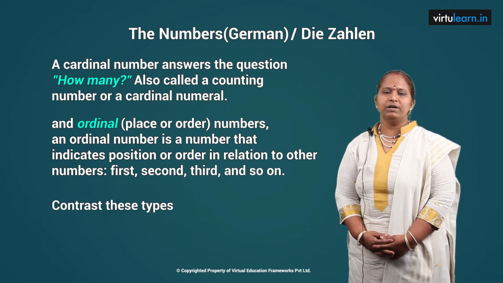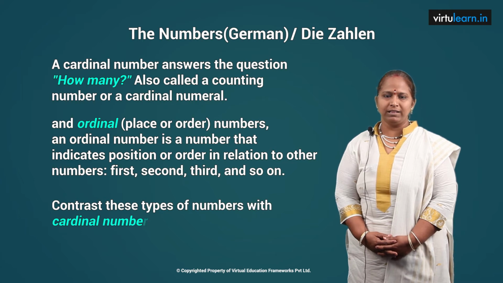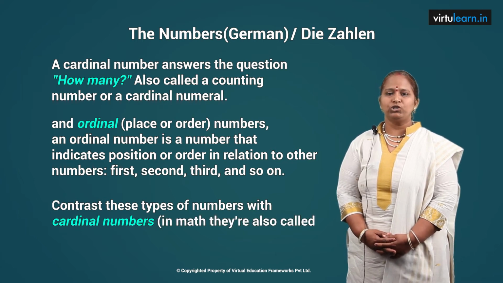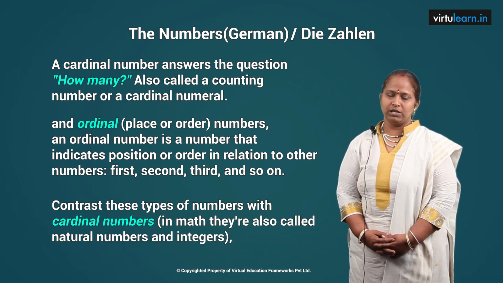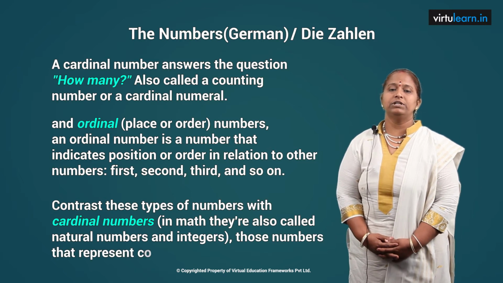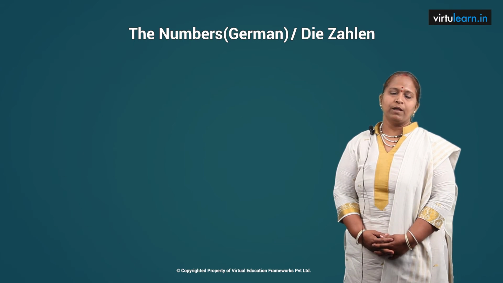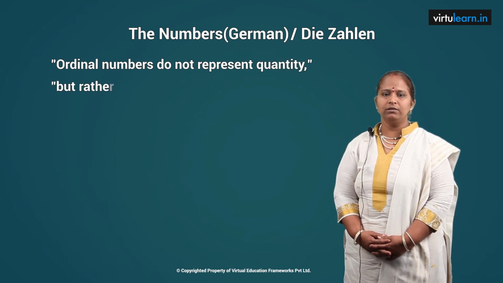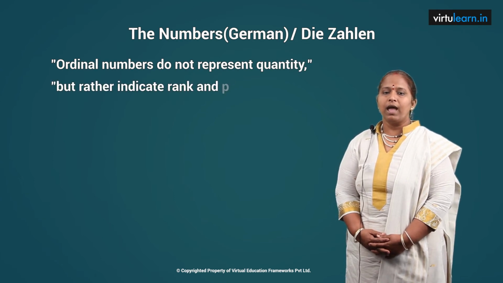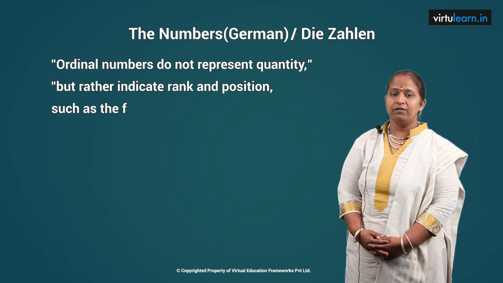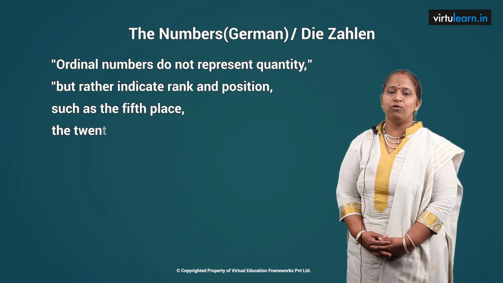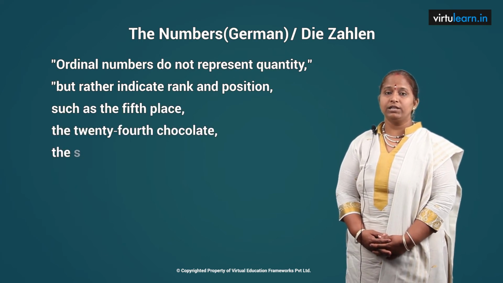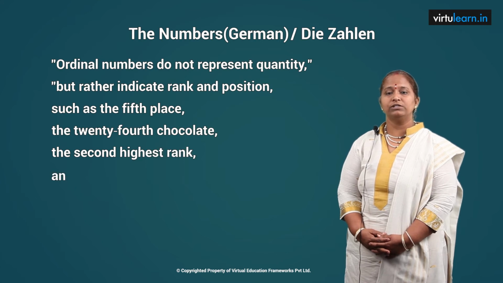Contrast these with cardinal numbers in math, which are also called natural numbers and integers, those numbers that represent countable quantity. Ordinal numbers do not represent quantity but rather indicate rank and position, such as the 5th place, the 24th chocolate, the 2nd highest rank, and so on.